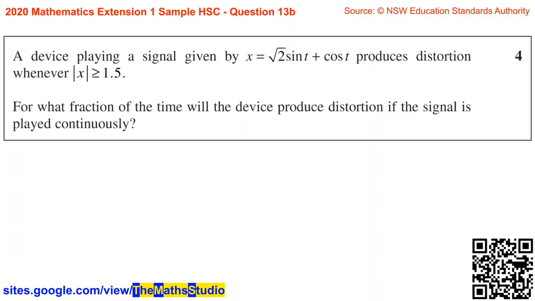Question 13b. A device playing a signal given by x equals the square root of 2 times sine t plus cos t produces distortion whenever the absolute value of x is greater than or equal to 1.5. For what fraction of the time will the device produce distortion if the signal is played continuously?